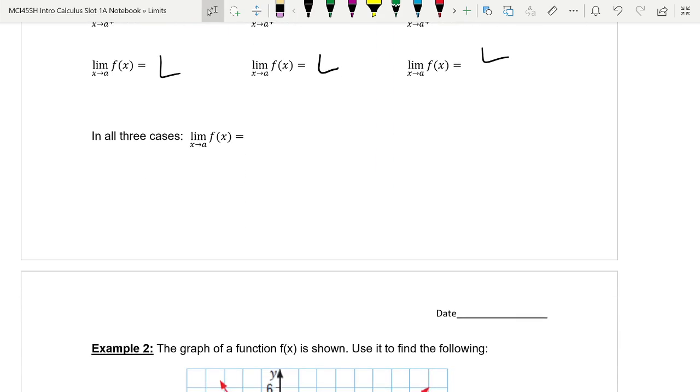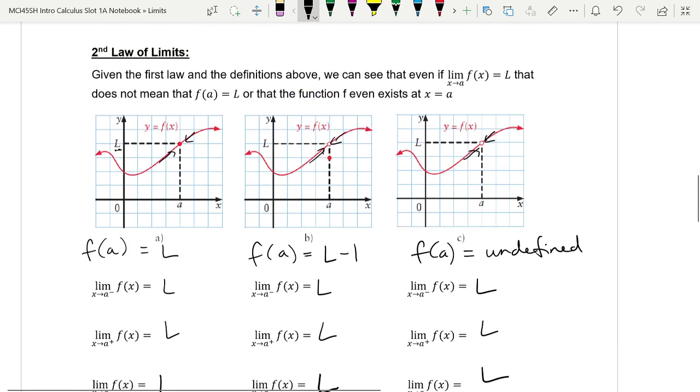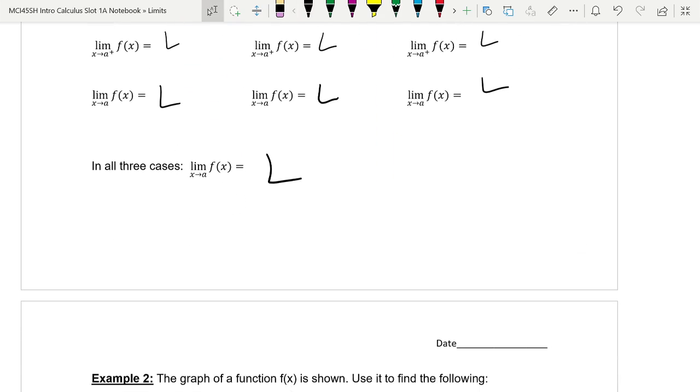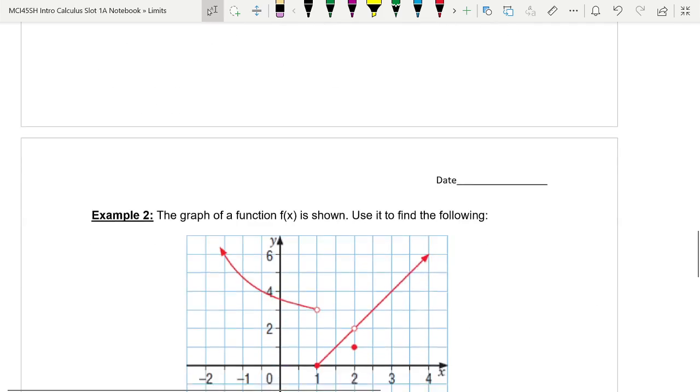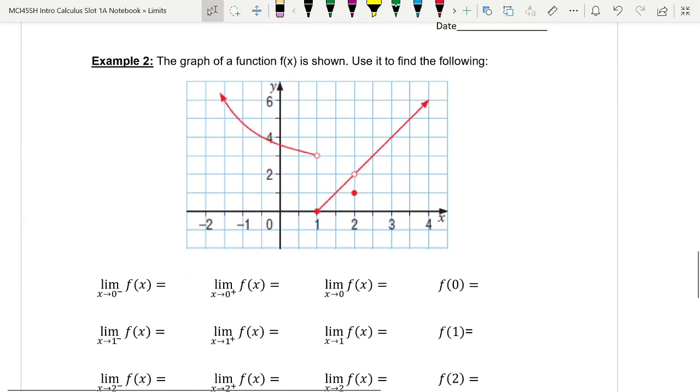In all three cases, we get L. Whether it's a continuous function, like the one on the left, or whether it's a hole but it jumps to another value, which, by the way, we're going to call a jump discontinuity. That's tomorrow's lesson. Or whether it's just a traditional hole, which we're going to call a removable discontinuity. So there's example 2.